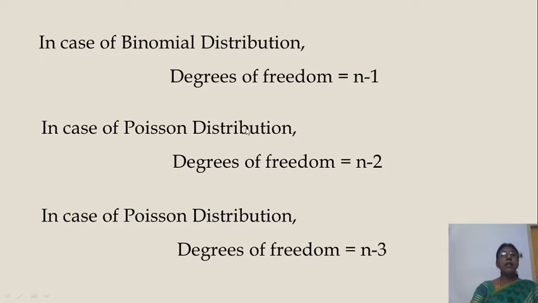In case of binomial distribution, the degree of freedom is n-1. In case of Poisson distribution, the degree of freedom is n-2. In case of normal distribution, the degrees of freedom is n-3. So, for the three distributions, binomial, Poisson and normal, we get different values for degree of freedom.